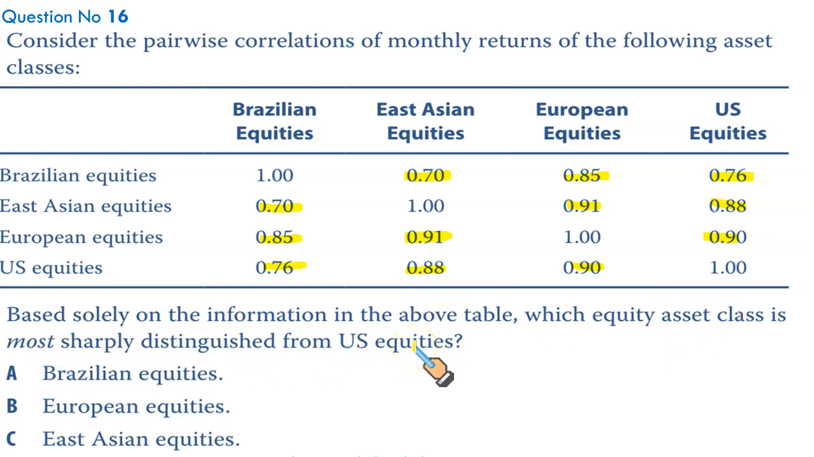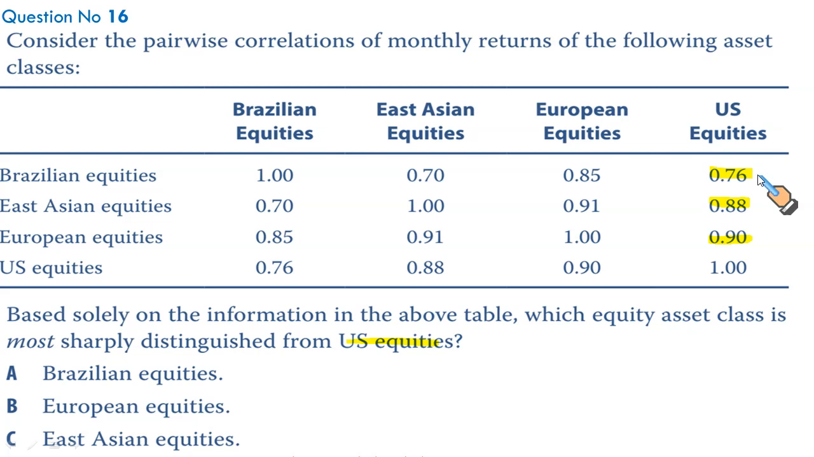from the US equities? Now, since we are just interested in comparing US versus East Asian, European, and Brazilian, our table that should be the concern to us is this one that is highlighted. Now look at this. The correlation between Brazilian equities and US equities is 0.76, East Asian equities 0.88, and European 0.90. What does this tell us? The correlation between the US and Brazilian equities is 0.76, the lowest among these three.